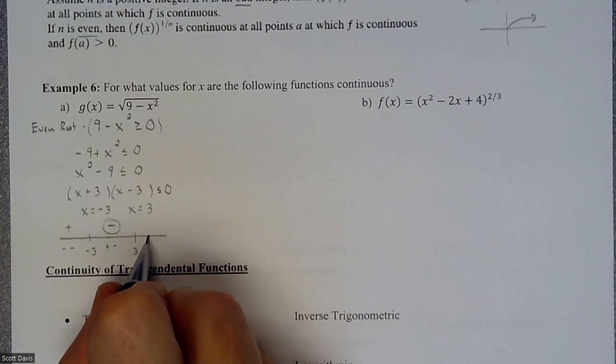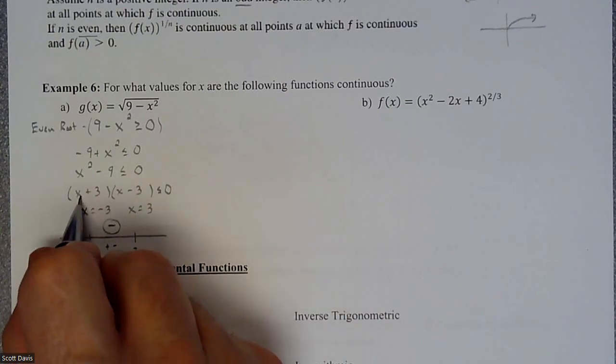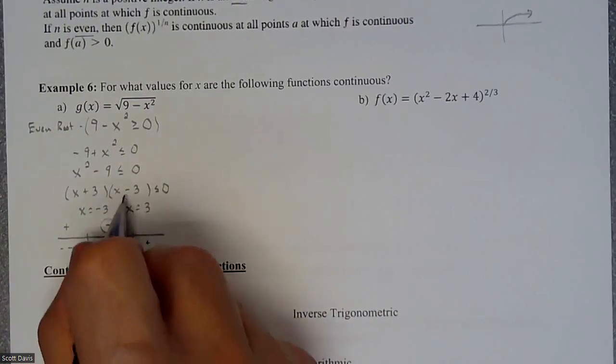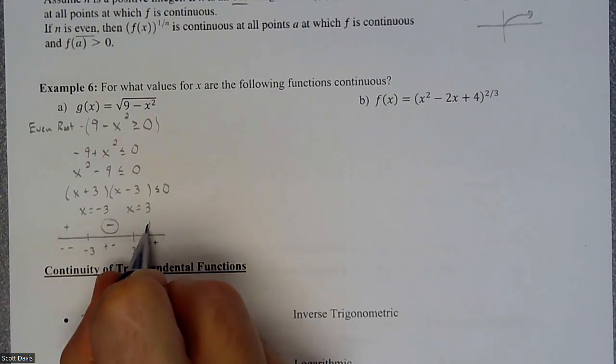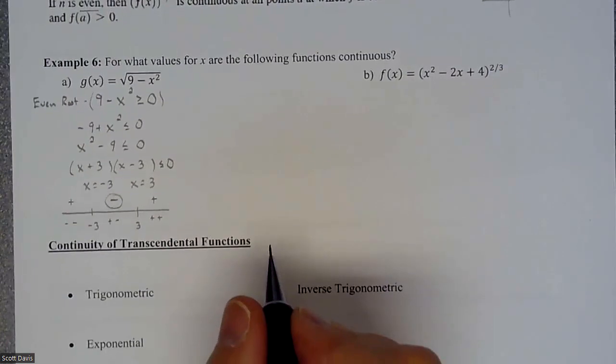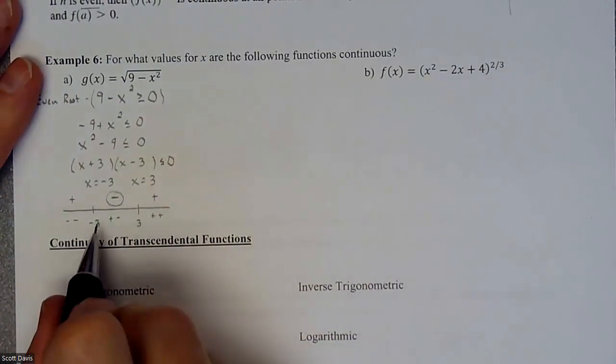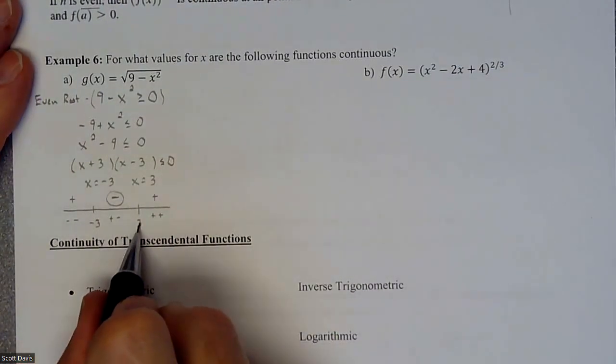And then over here, we could plug in a 4. That would leave us with a positive here, and a 4 minus 3 is a positive here. If you multiplied them, you'd get a positive. So what would work for us would be values between negative 3 and positive 3.